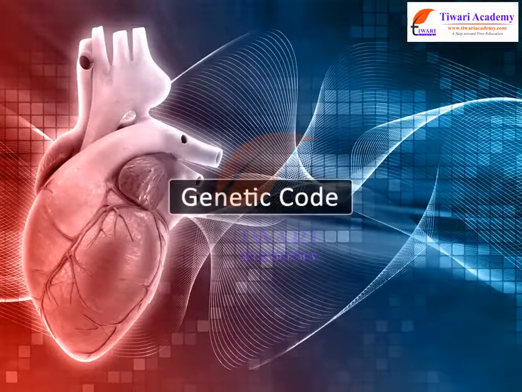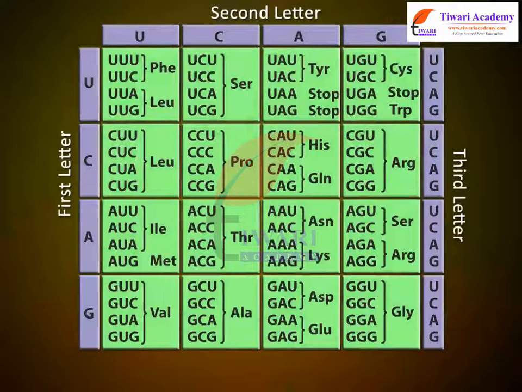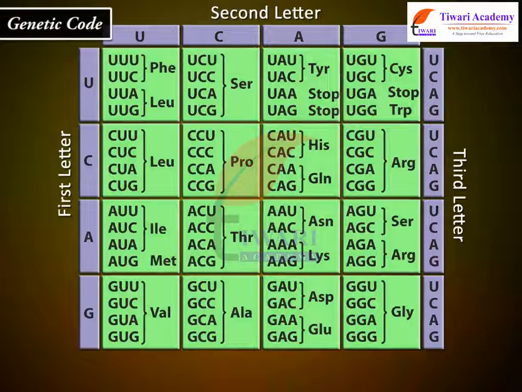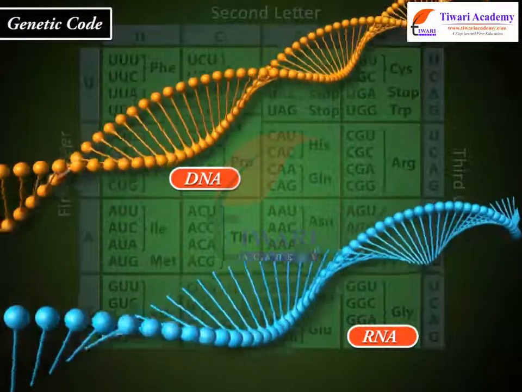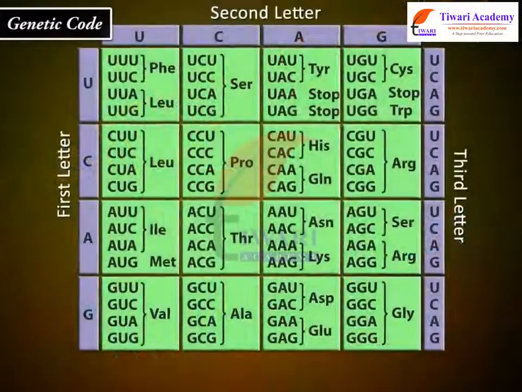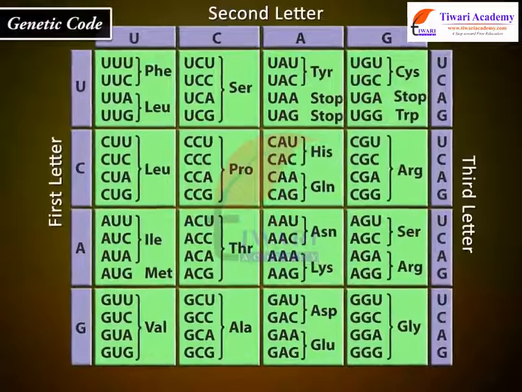Genetic code. The genetic code is the set of rules by which information encoded in genetic material, DNA or RNA sequences, is translated into proteins, amino acid sequences, by living cells.